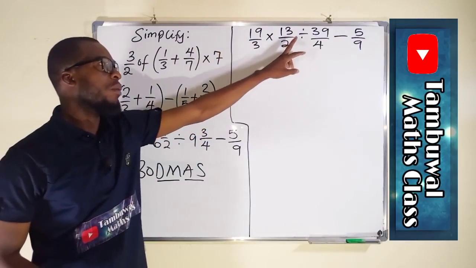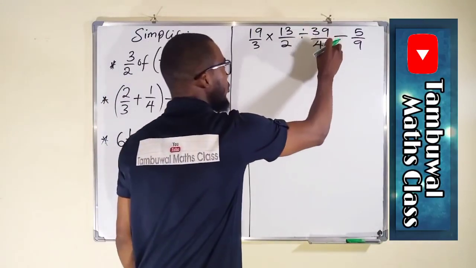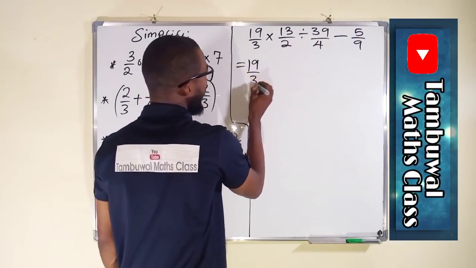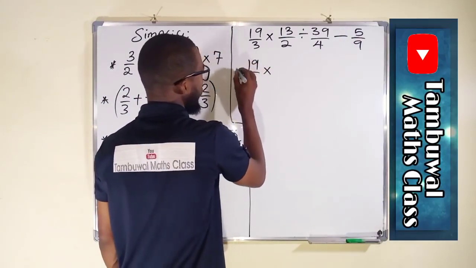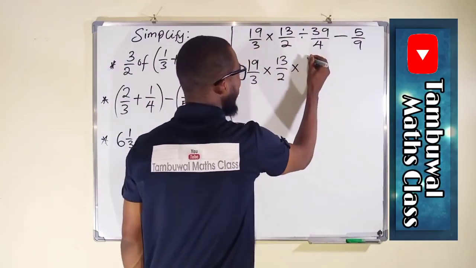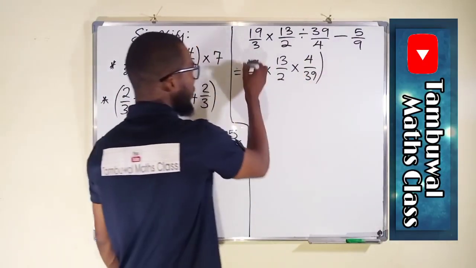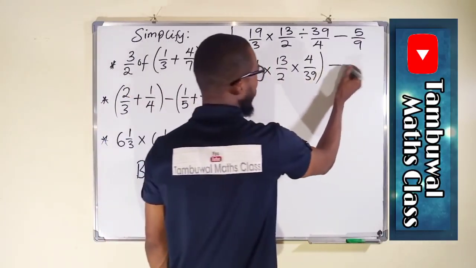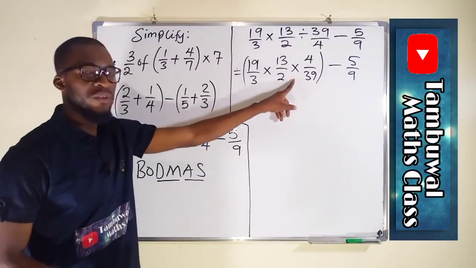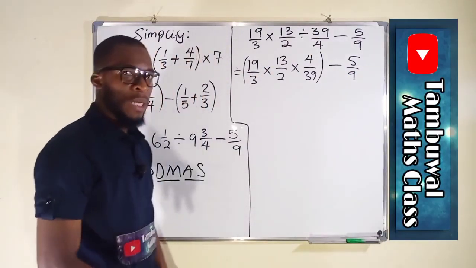So from the rules, division and multiplication are done simultaneously from left to right. But remember, division can also be converted into multiplication by taking the reciprocal of the next term there. So this becomes 19 over 3 multiplied by 13 over 2 multiplied by, then you take the reciprocal, we have 4 over 39. Just flip it over. Put parentheses here because we are dealing with this one first. Minus 5 over 9. Since we have two operations of the same kind, we are free to multiply the top numbers and the bottom numbers together.